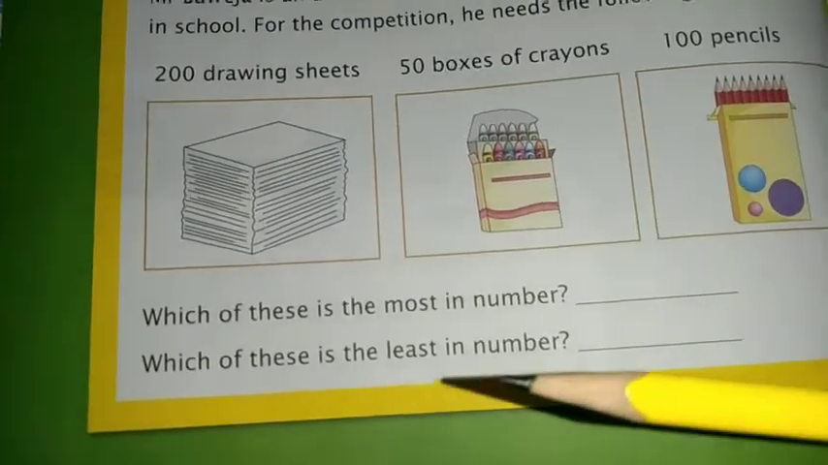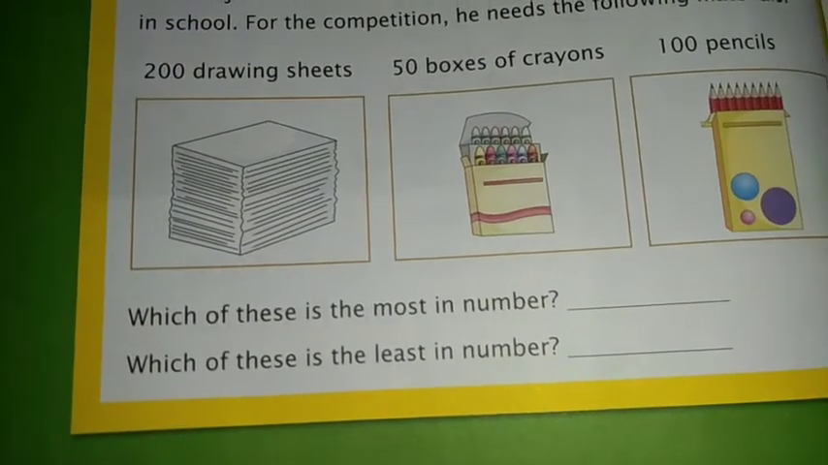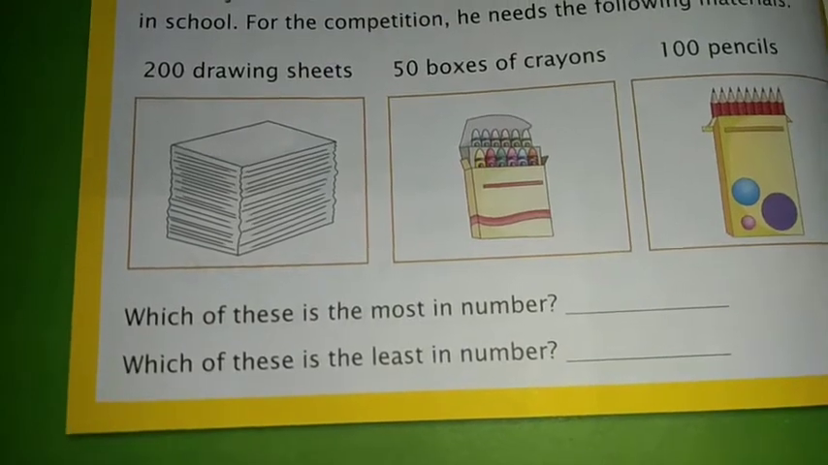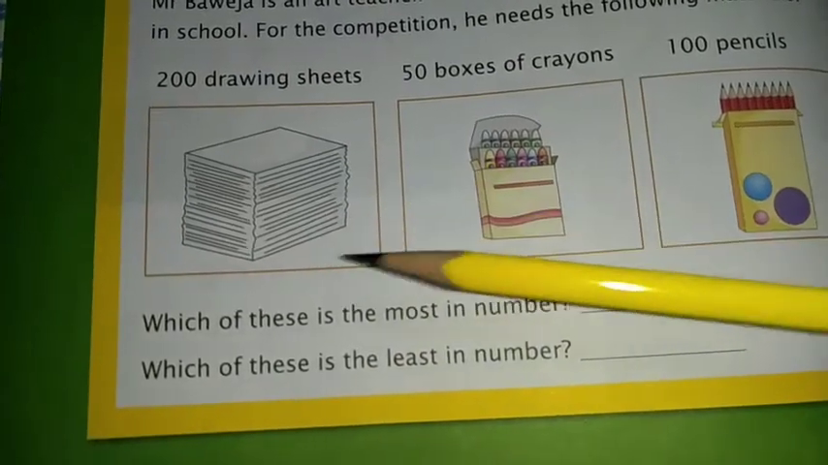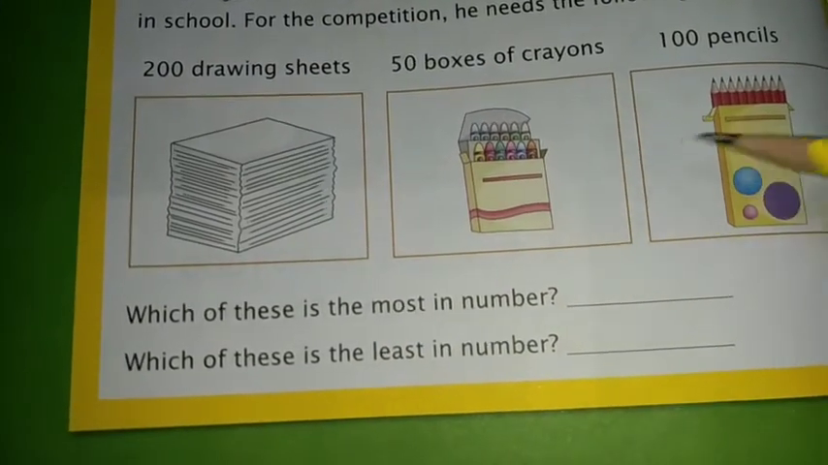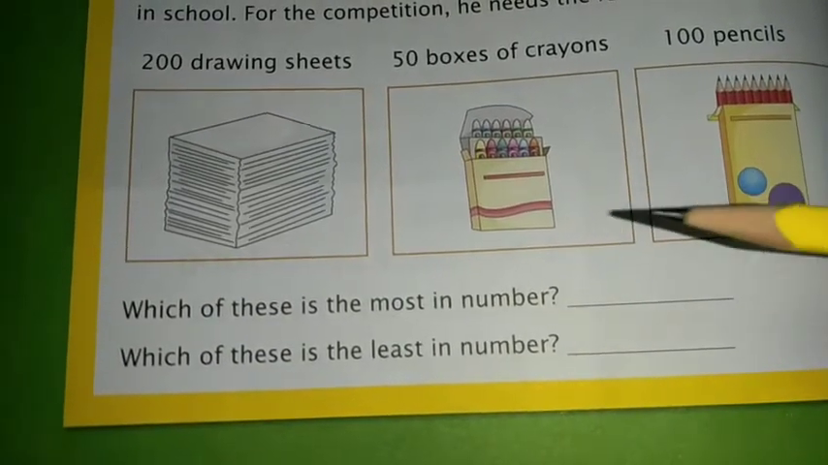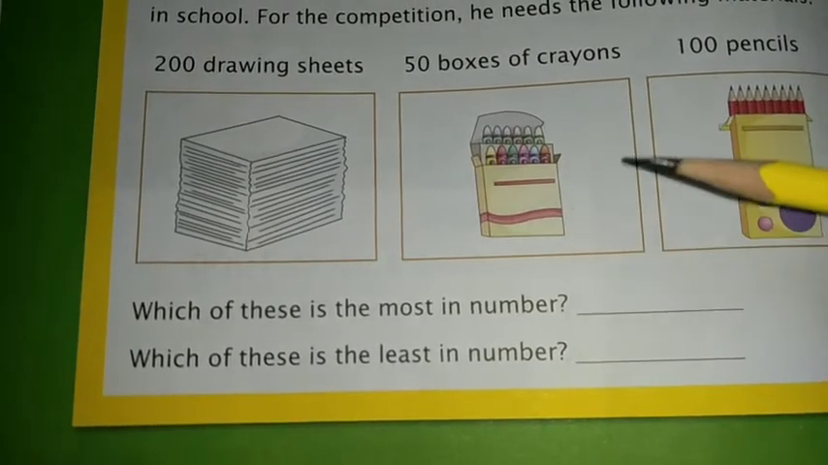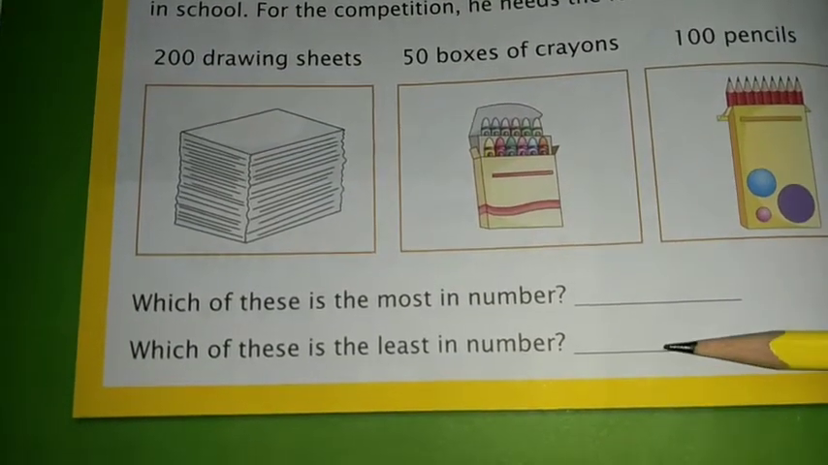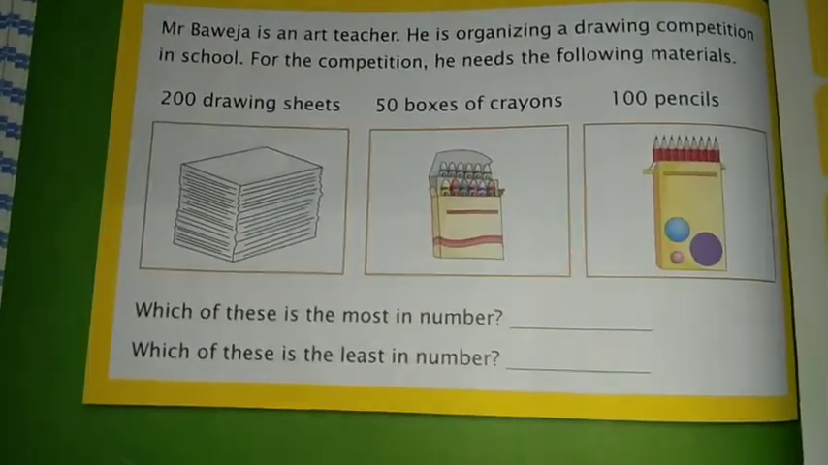Next one is which of these is least in number. Least in number means lowest in number, the number that is smallest. Drawing sheets are used 200, there are 50 crayon boxes and 100 pencils. So the lowest in number, the minimum number, the smallest number is which one? You will find out and write the answer in the blank given. You will do this as your homework.